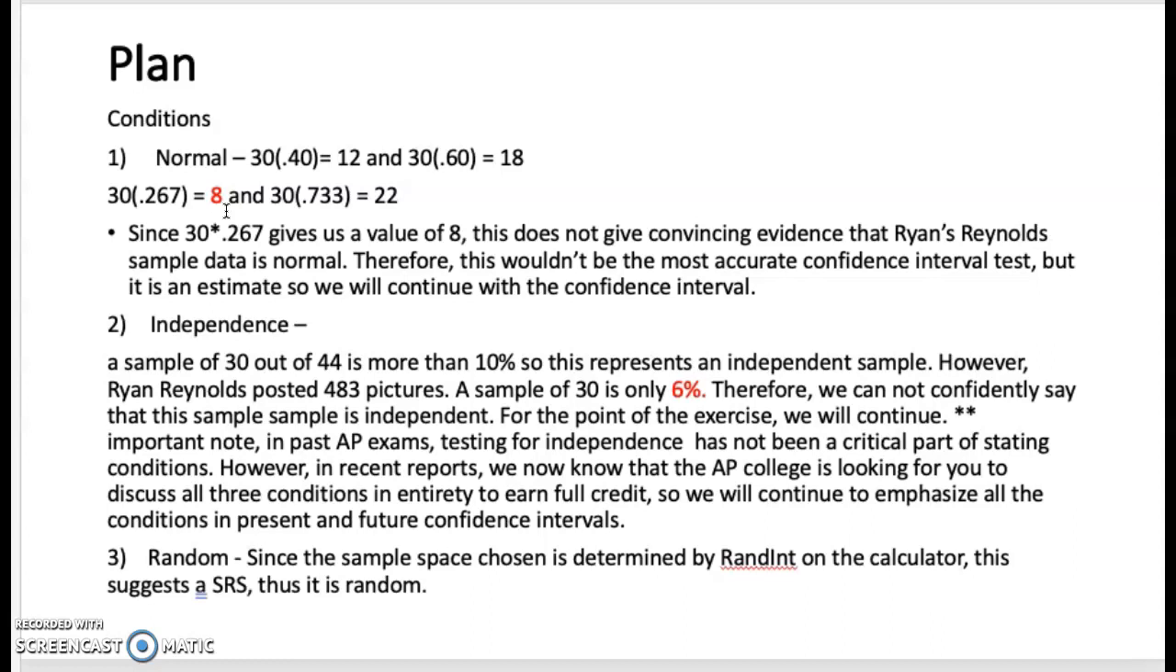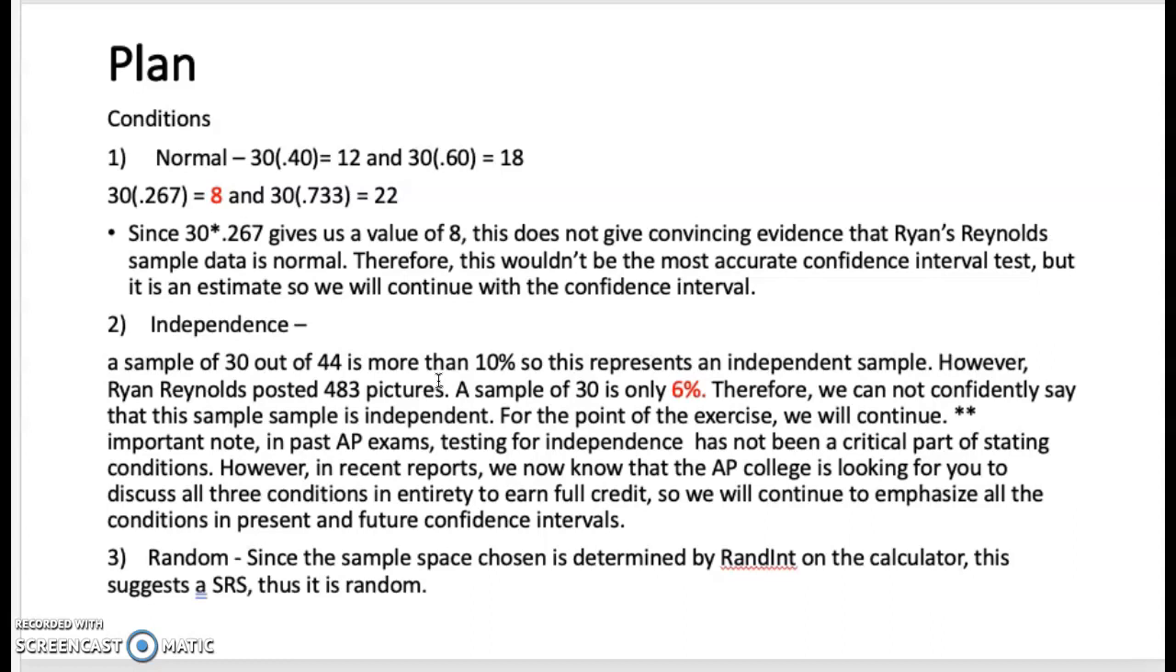The next one is independence. We found that 30 out of 44 of Blake Lively's pictures represents more than 10%, so that is not an independent sample. For Ryan Reynolds' pictures, 30 out of 483 is only 6%. Again, this does not necessarily give us an independent sample, but we're going to keep going. I did read that in past AP exams, testing for independence has not been a huge emphasis for AP graders, but they're starting to look at all three conditions in equal amounts. So just make sure you're hitting on all three.